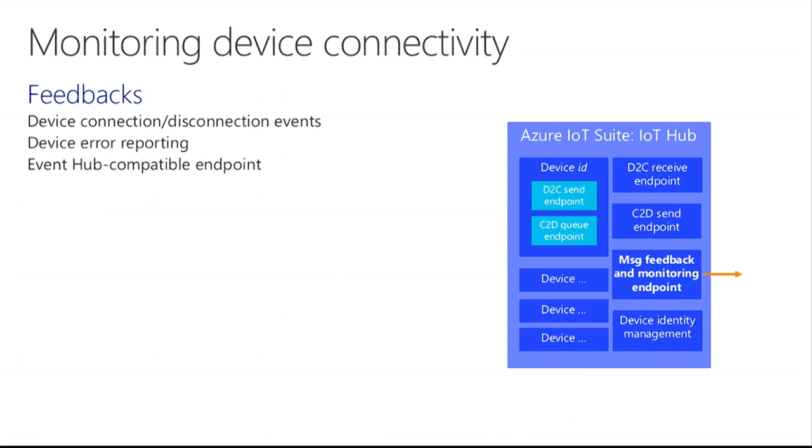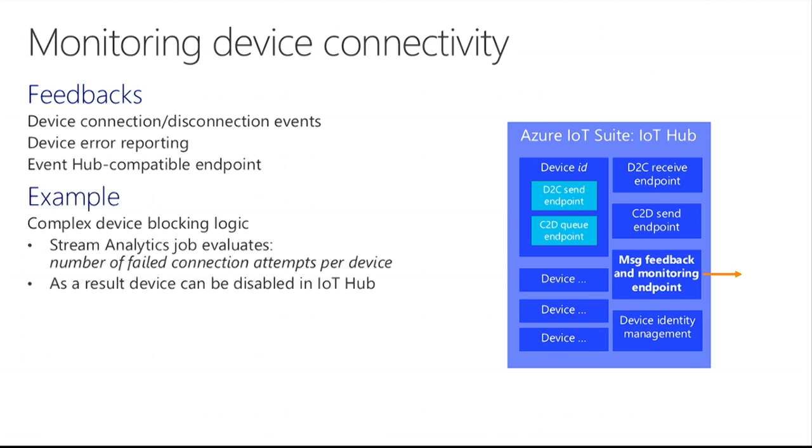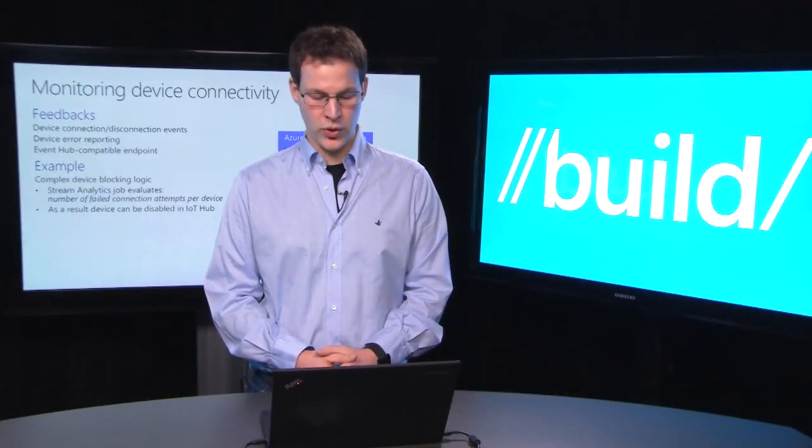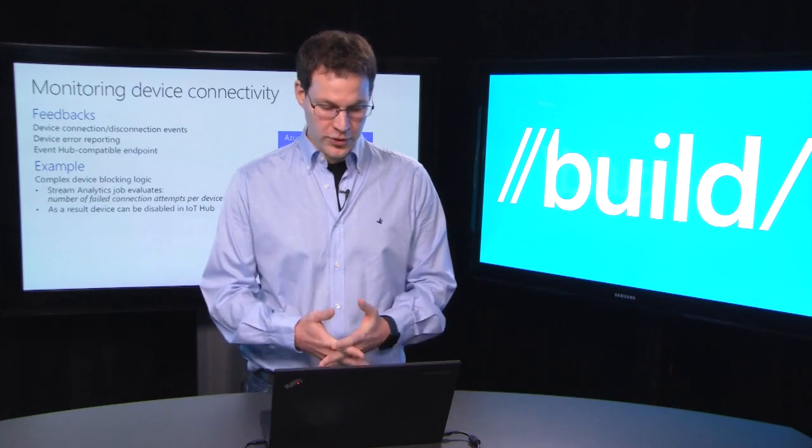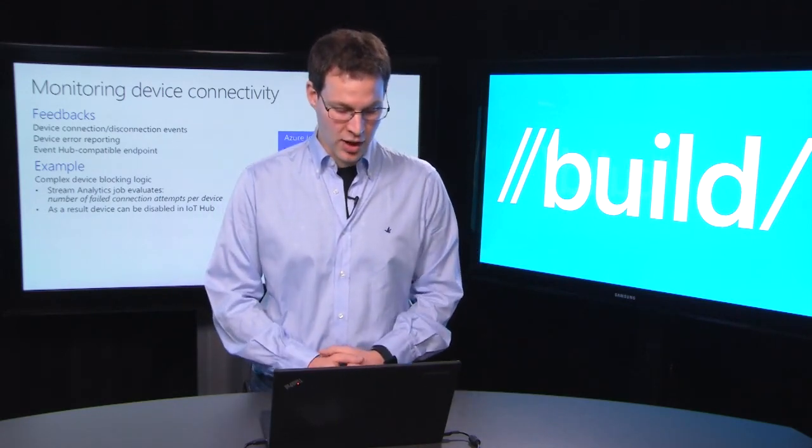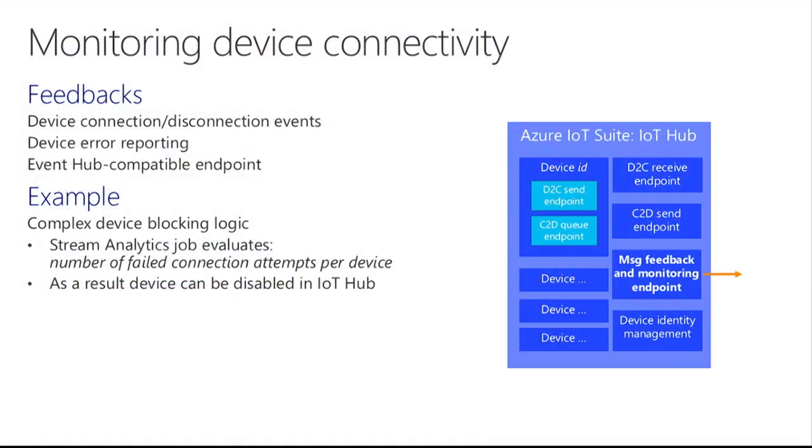This is again an Event Hub compatible endpoint. This endpoint allows you to create very complex logic regarding device connectivity without having to maintain a high-scale gateway that the IoT Hub is doing for you. So, for instance, an example is complex device blocking logic. Let's assume that you want to disable a device if it tries to authenticate many times with the wrong credentials.